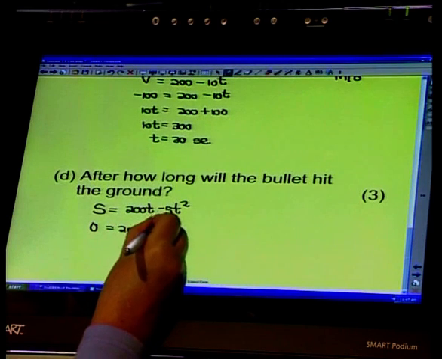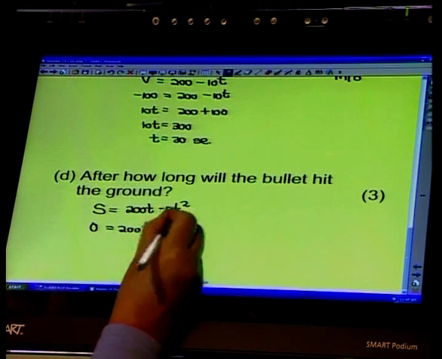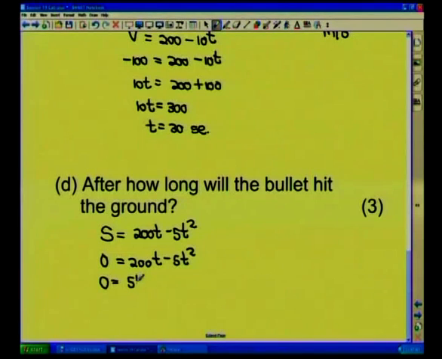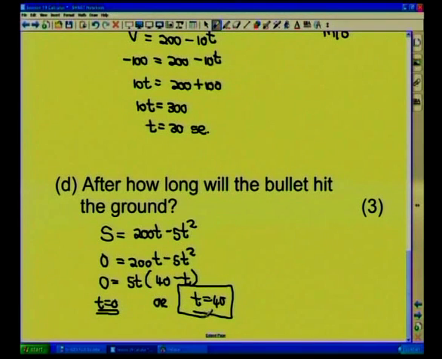And so I would have this, and all I would do now is solve it. So 0 is equal to, take out the 5t, I'm left with 40 minus t, and therefore t is 0 or t is 40. Obviously 0 is when it was fired, so this is when it comes back to the ground again. So at 40 seconds, it hits the ground.